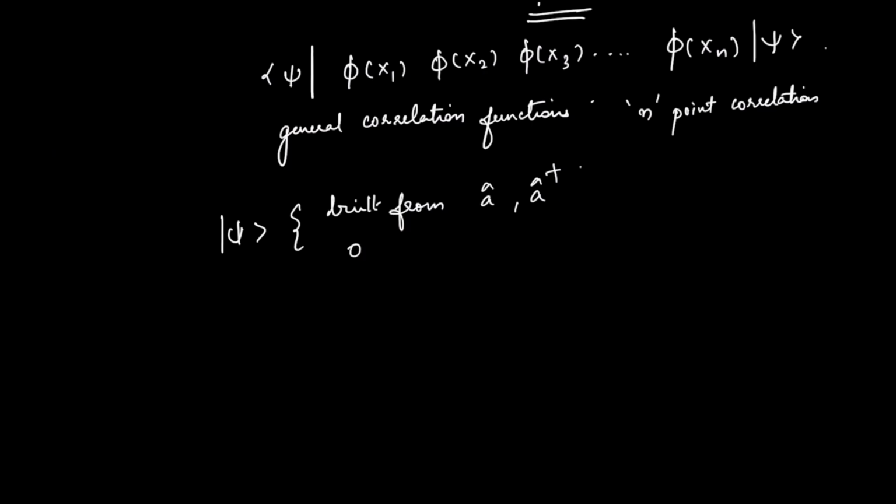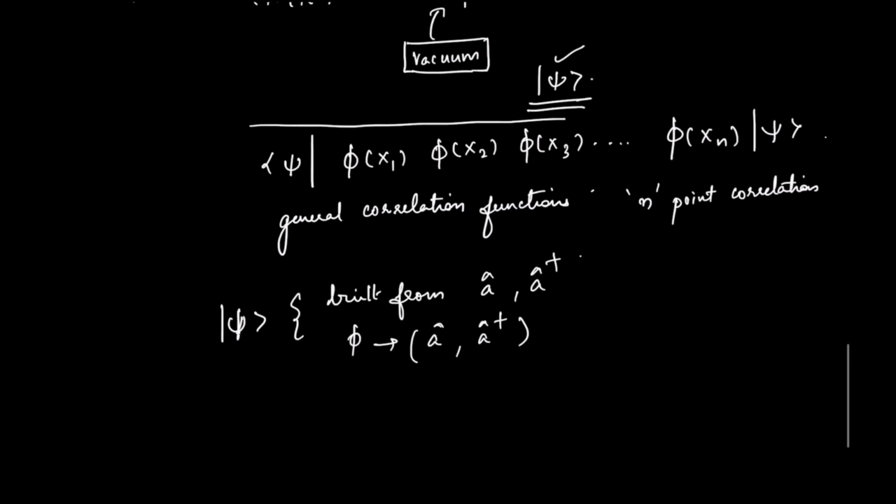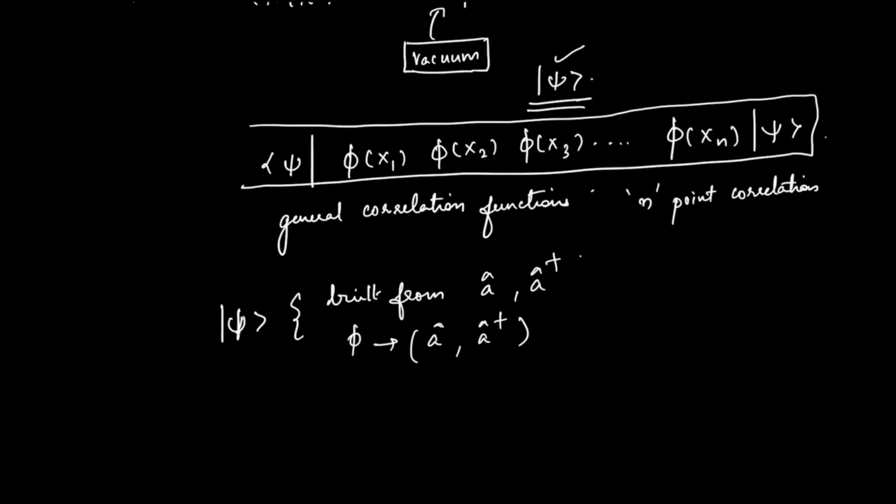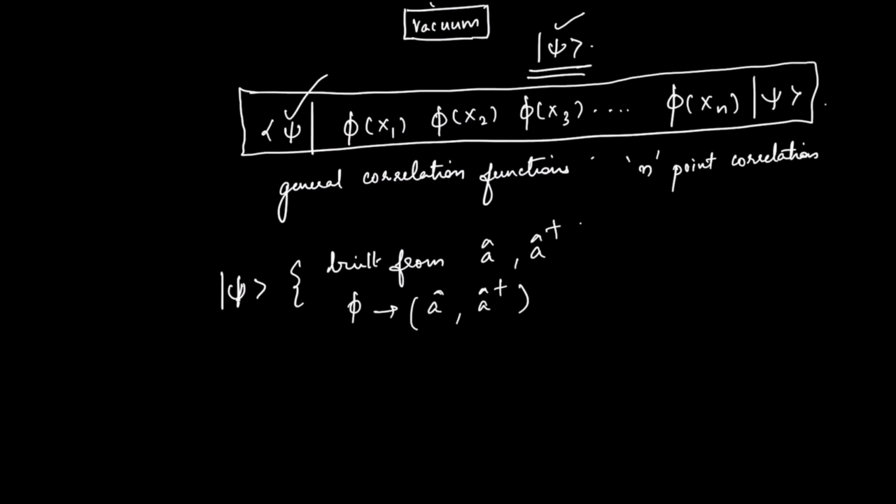Phi can also be written in terms of A and A dagger, that we have seen, right? Therefore, this general correlation function, we know everything about it. In this theory everything is computable because psi can be built from A and A dagger, and we already know that phi can be written in terms of A and A dagger, which means that in this theory everything is computable. We know all the functions.